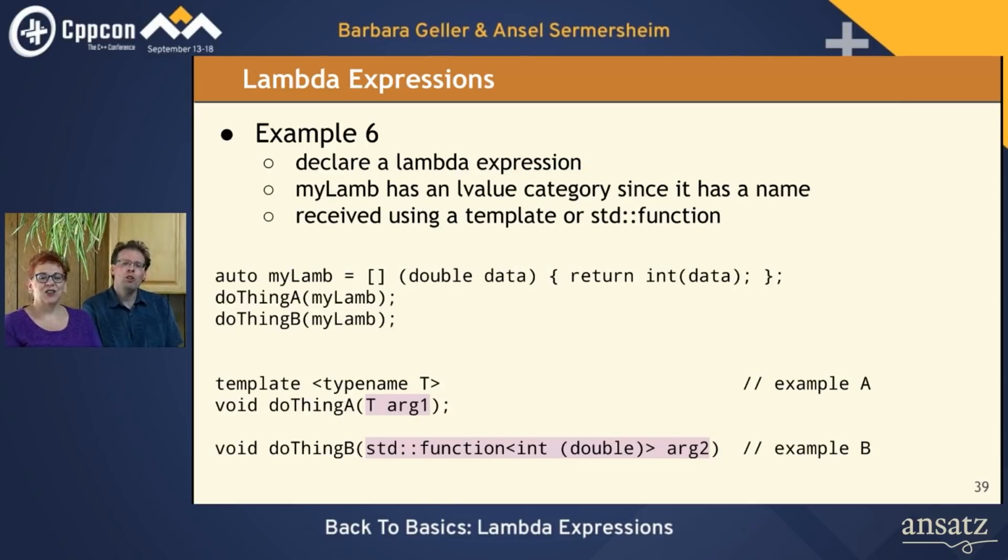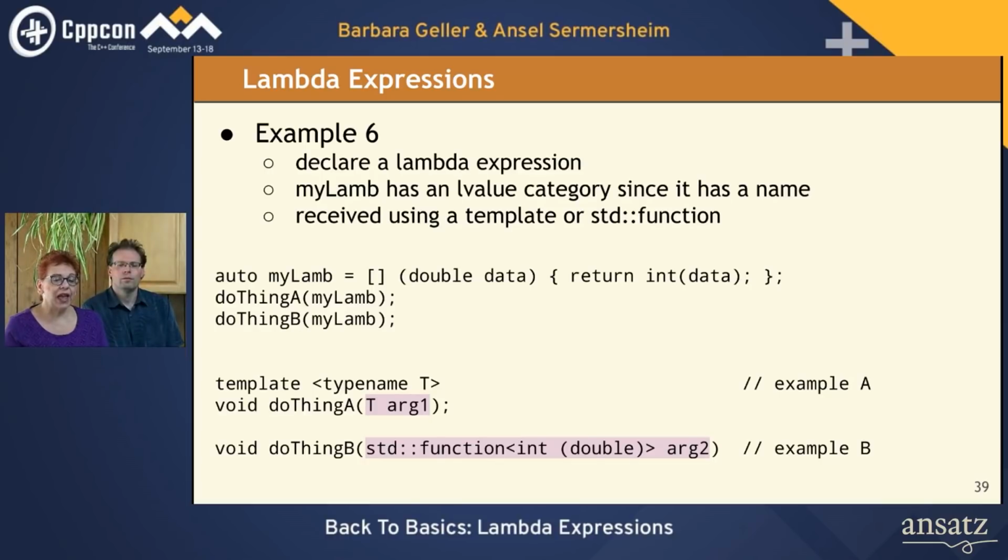So we've mentioned that when you store a closure, you almost always use the data type auto. But how do you declare the data type if you're passing a closure to another function? Because you can't declare a function parameter with auto. So we have 3 lines of code here, and we're declaring our lambda expression and assigning the closure to myLam. And then you can see we're passing myLam to do thing A and do thing B.